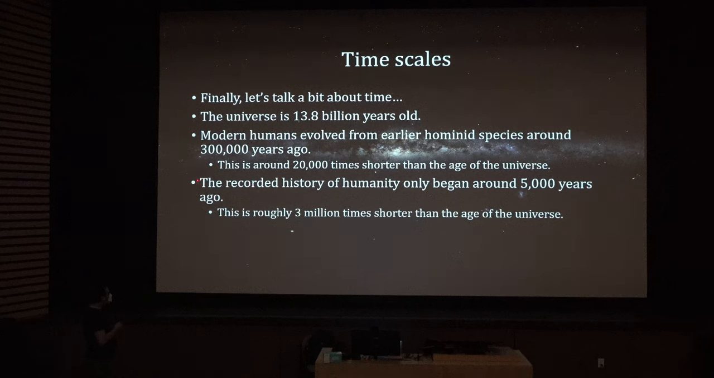Now, the recorded history of humanity only began around 5,000 years ago. We don't really have any records from earlier than that. So, the recorded history of humanity is roughly 3 million times shorter than the age of the universe.